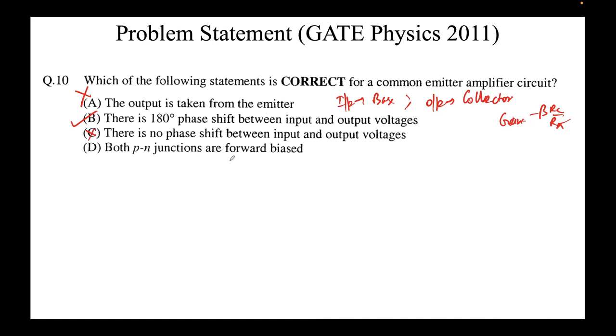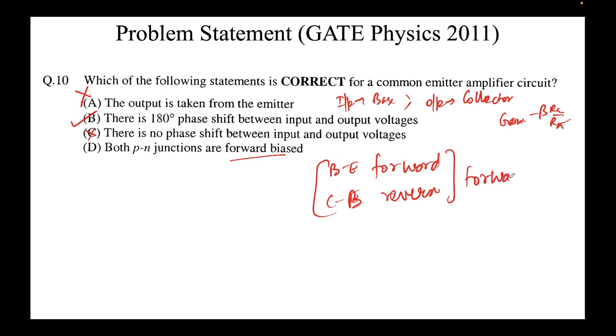The next option says both P-N junctions are forward biased. No, we saw that base-emitter was forward and collector-base was reverse, and this mode is also known as the forward active region of a BJT. So D is also wrong. So only option B is correct.